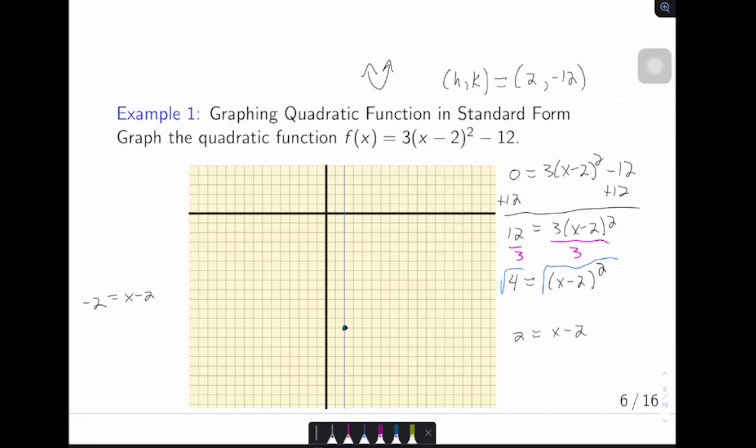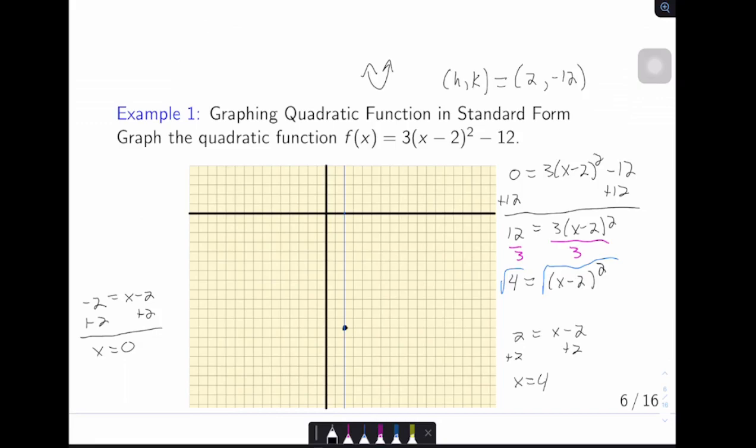So the one on the left now, I'm going to go ahead and add 2 to both sides, and get x is equal to 0 is one of our x-intercepts. And then for the other one, adding 2 to both sides, we're going to get x is equal to 4.